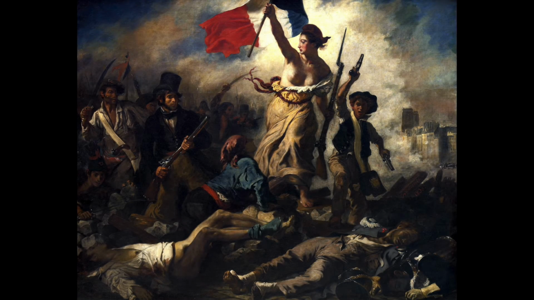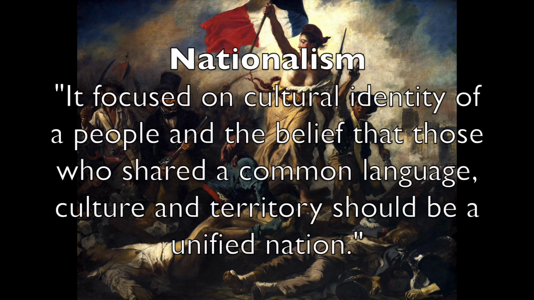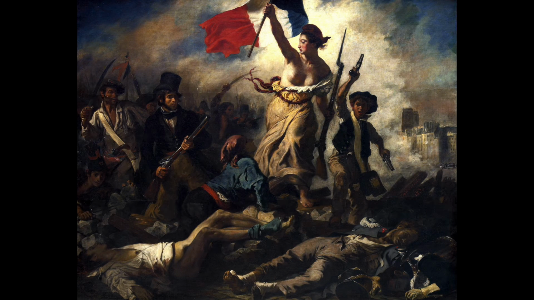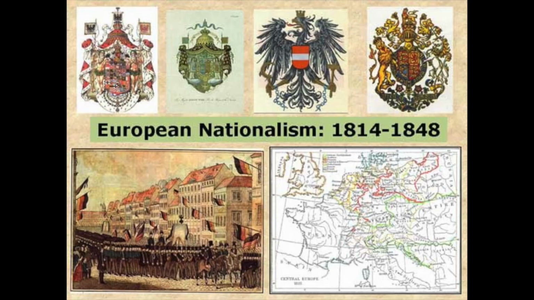Another surfacing ideology at the time was nationalism. Nationalism also had origins in the French Revolution, and had some common goals with liberalism in that it saw the people as the source of government, but it went in a different direction. It focused on the cultural identity of a people and the belief that those who shared a common language, culture, and territory should be a unified nation. Based on this idea of cultural unity, it had a specific political agenda to form independent nation-states. Their view of cultural unity was an ideal and not a reality at this time.